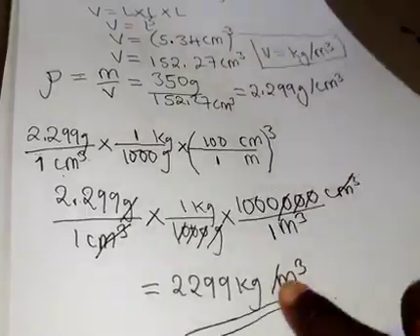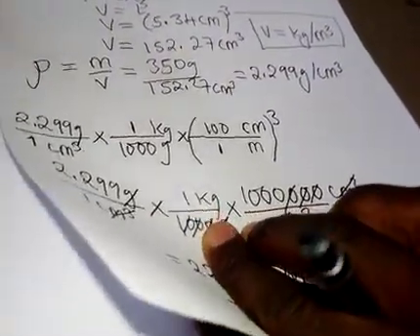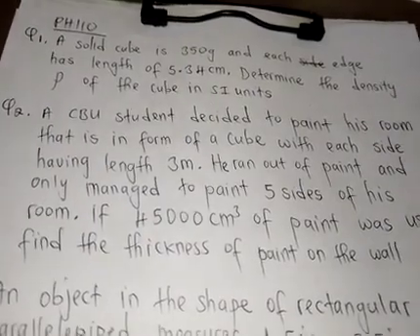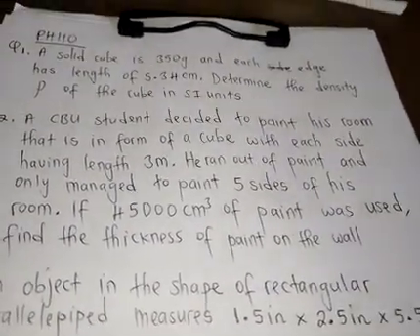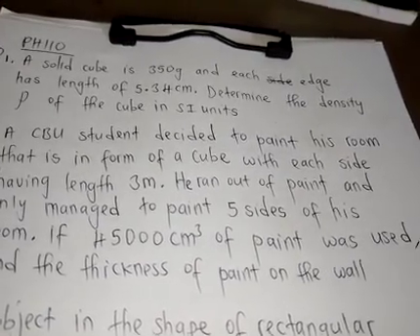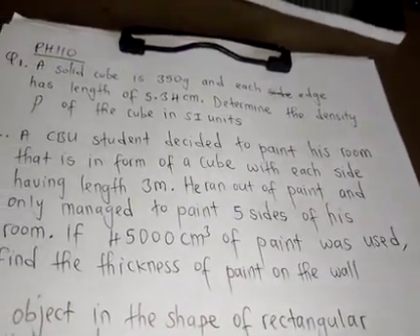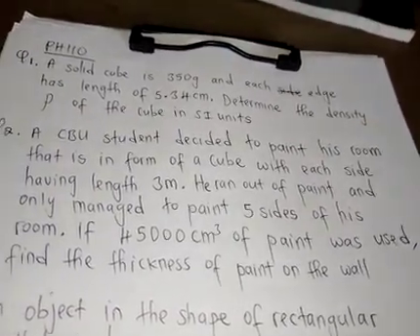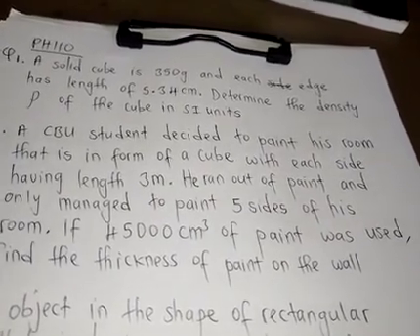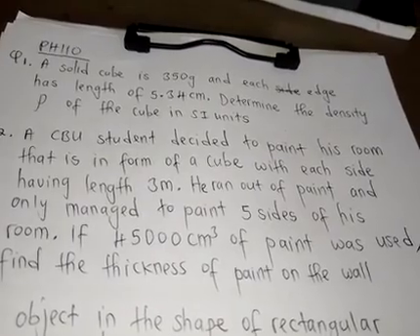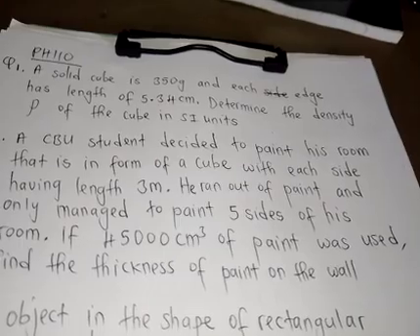Okay. Let's move on to question 2. So for the second question, let's check what we have. A CBU student decided to paint his room, that is in the form of a cube, with each side having length 3 meters. He ran out of paint and only managed to paint 5 sides of his room. If 45,000 cubic centimeters of paint was used, find the thickness of paint on the wall.